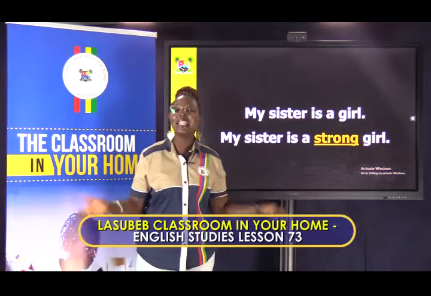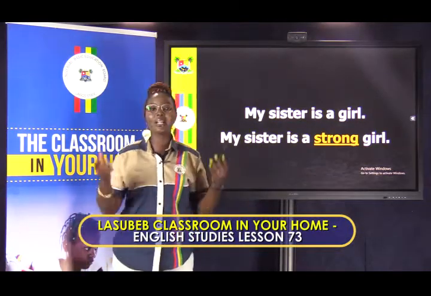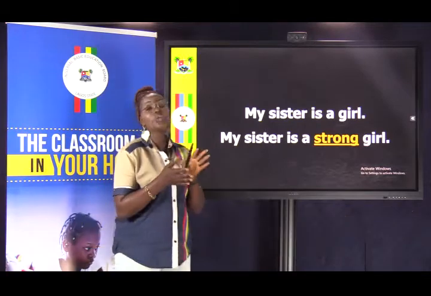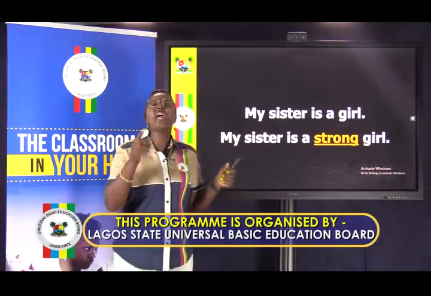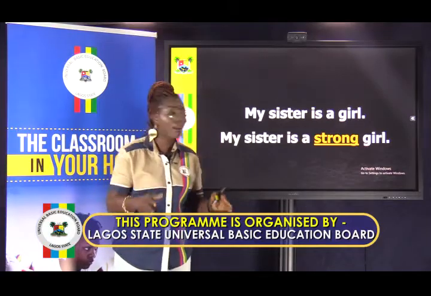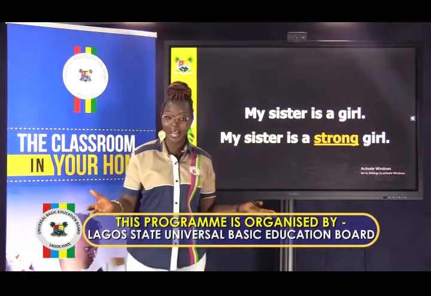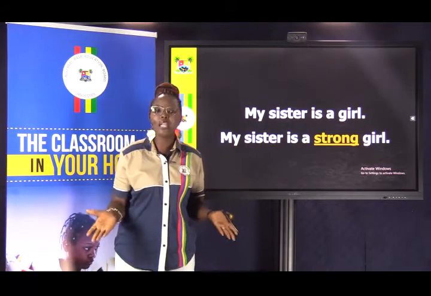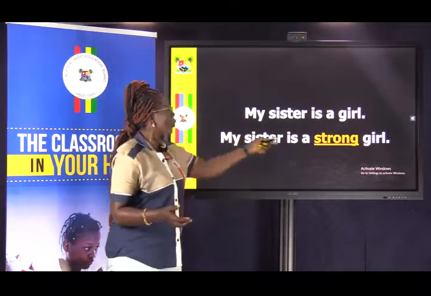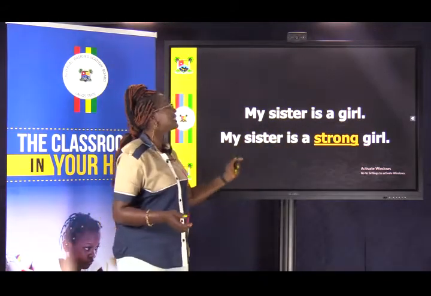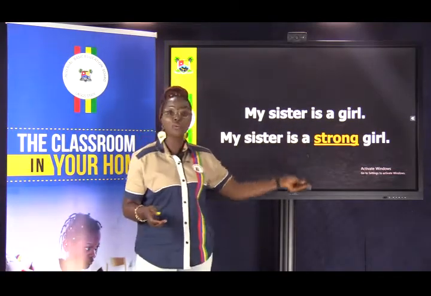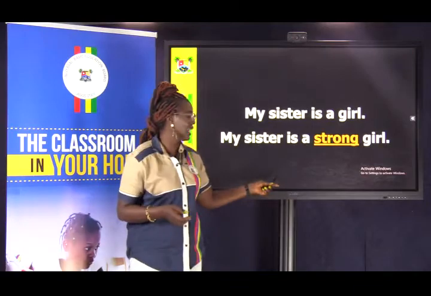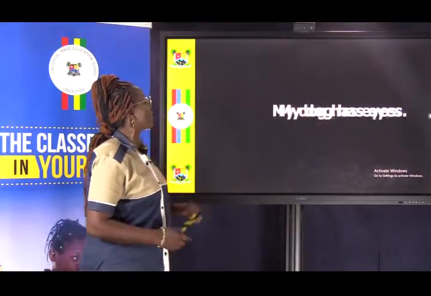My sister is a girl. Now, it's just a sentence, right? Now let's add an adjective to it. It will sure make more sense. My sister is a girl makes sense, right? But we want to make it more meaningful and interesting. We want to include an adjective. My sister is a strong girl. So the strong we added is a what? Is an adjective.